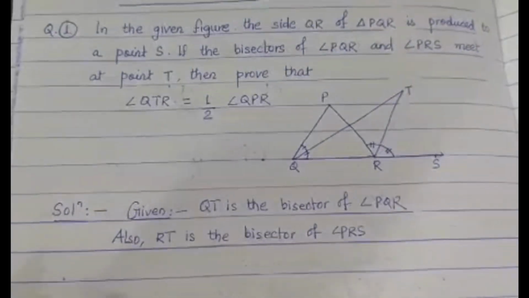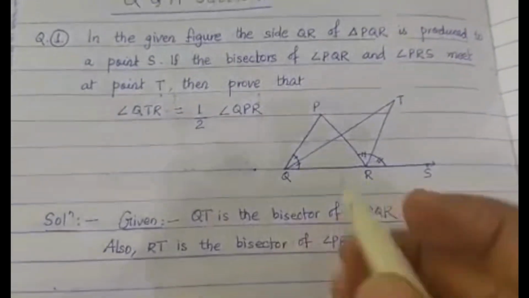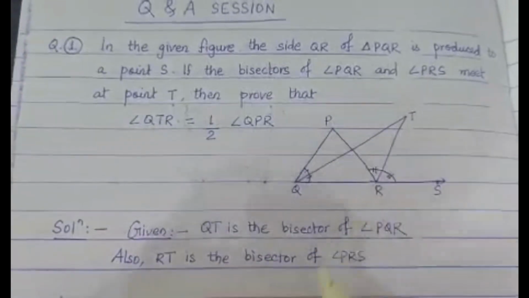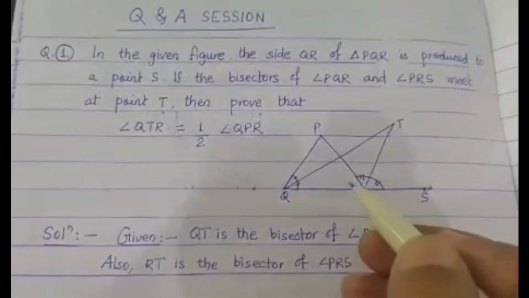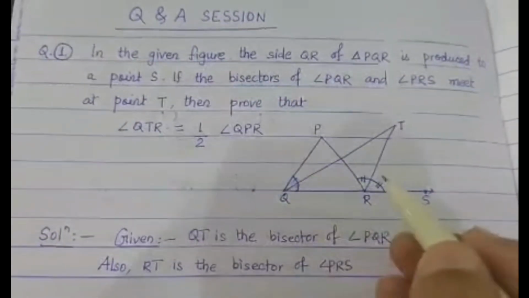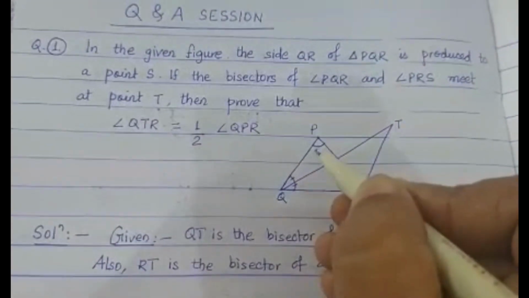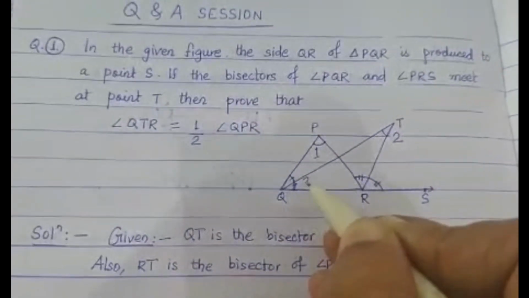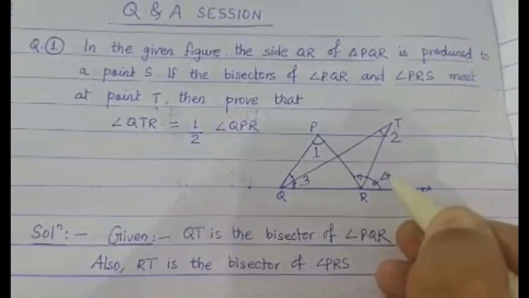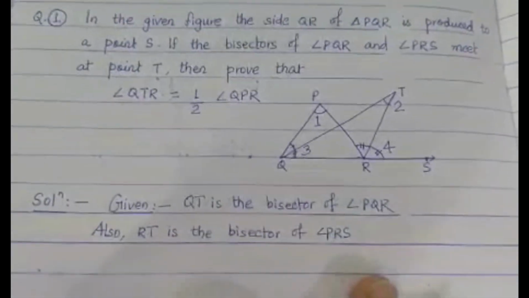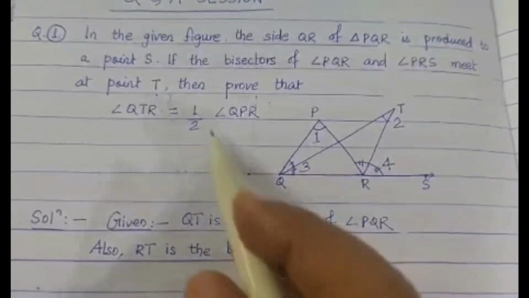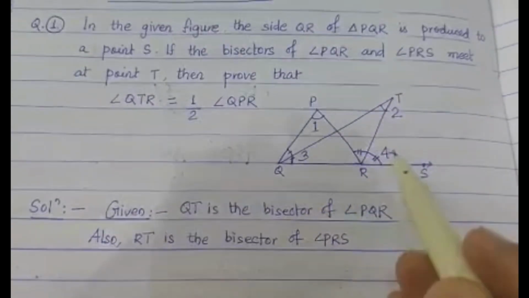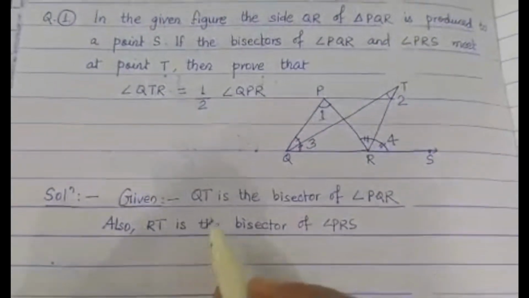For our benefit, let us name the angles. I am writing number 1, this one number 2, this whole angle number 3, and this whole angle number 4. To avoid confusion, let us name the angles as 1, 2, 3 and 4. Okay, now let's move on.